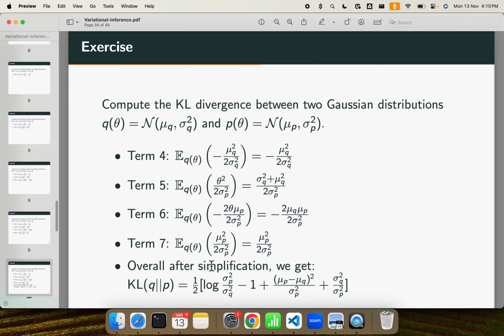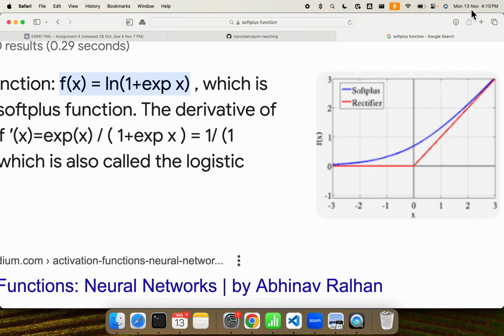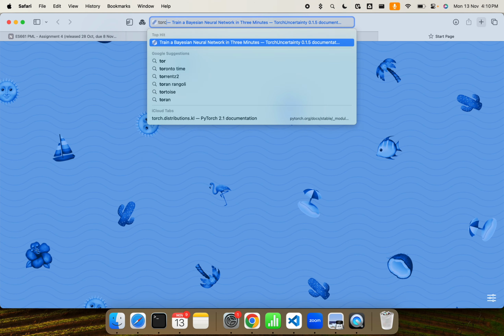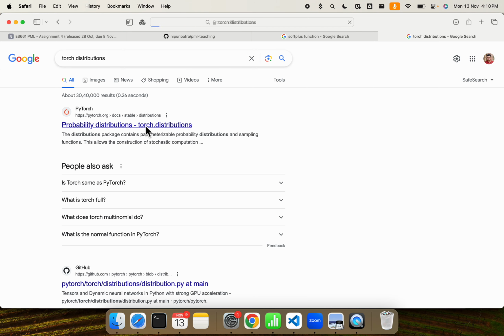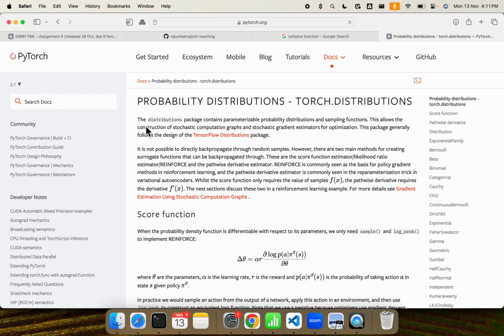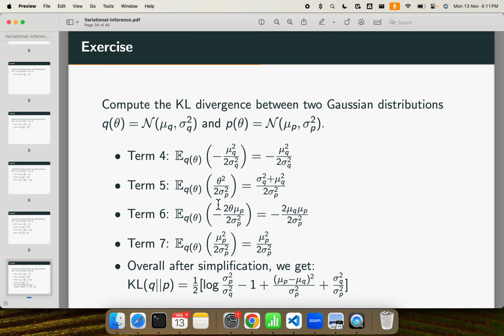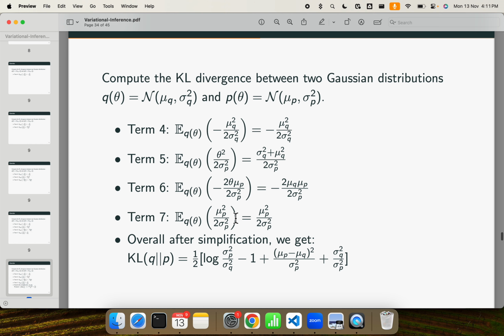Now if you go into torch.distributions, yes, the log term is incorrect. No, I have kept the half. Yes.